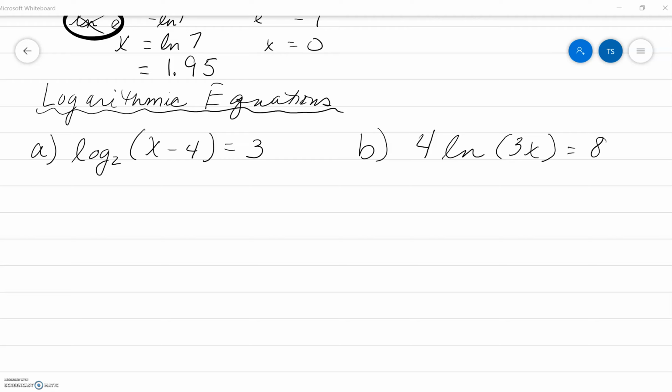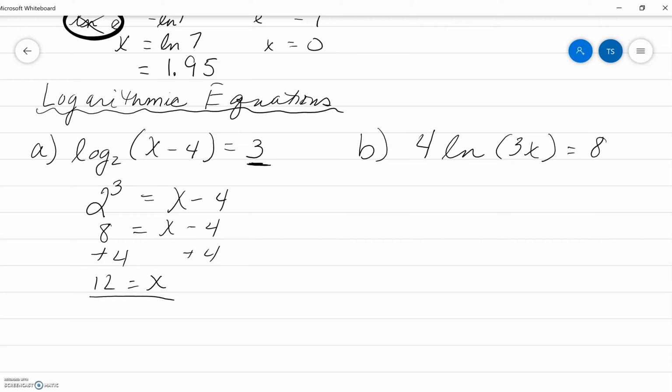So here we've got log base 2 of x minus 4 equals 3. I'm going to grab the base. The base is 2. And here is my exponent, the 3. So 2 to the third equals 8, not 8, x minus 4. And solve this equation. So 8 equals x minus 4. Add the 4. 12 equals x.